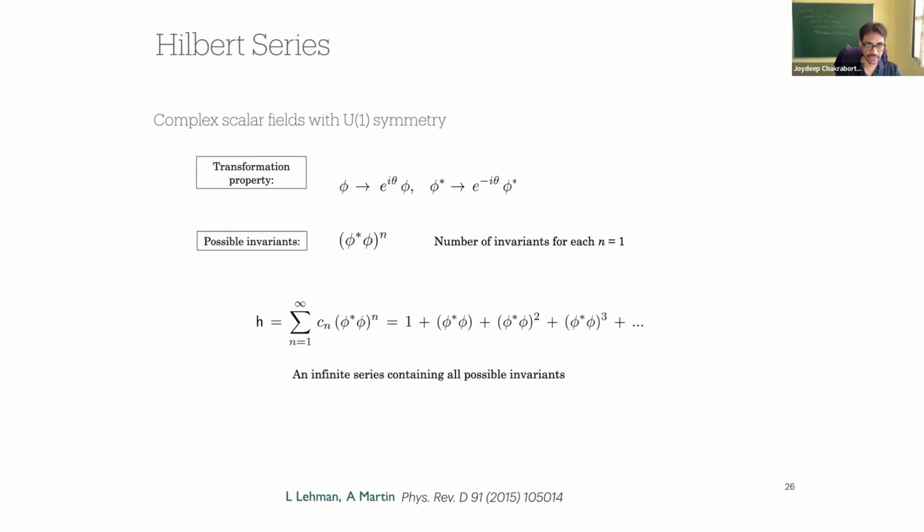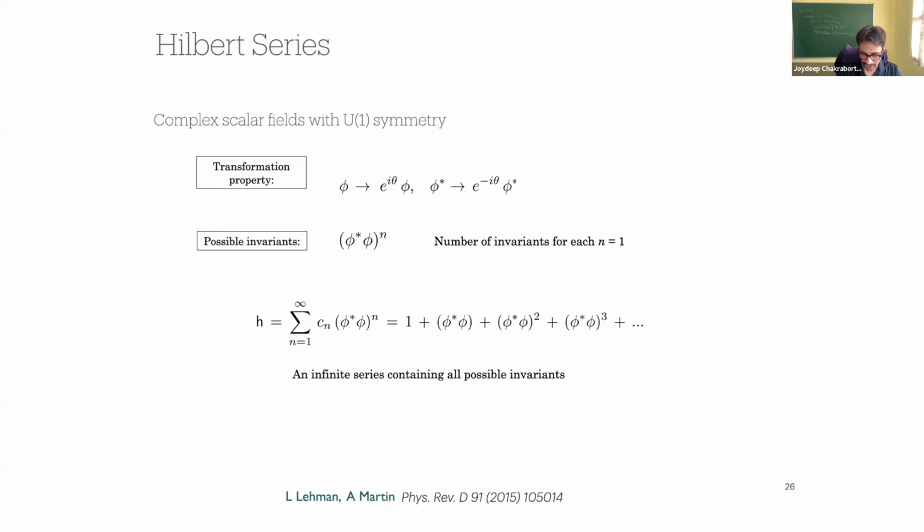First, let's start with the complex scalar field, which has just the U1 symmetry, which is the abelian symmetry. So phi goes to e to the power i theta phi, and its conjugate goes as e to the minus i theta, phi star. So you can write a possible invariant term, phi star phi to the power n. Now one of the invariant terms you can immediately check for n equal to 1, because under this U1 transformation, your phi star phi is invariant, and so are phi star phi whole square, phi star phi whole cube, and so on. So any integer power of this phi star phi is basically invariant, and that's why you can write down this series of invariants like 1 plus phi star phi, phi star phi whole square, and so on.